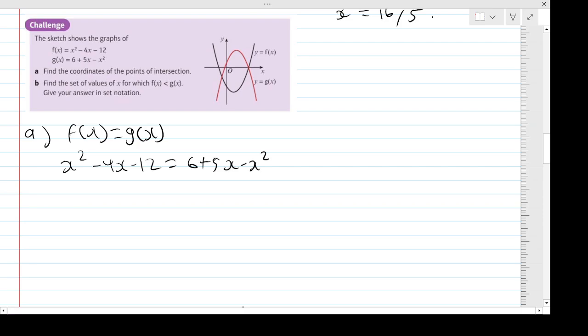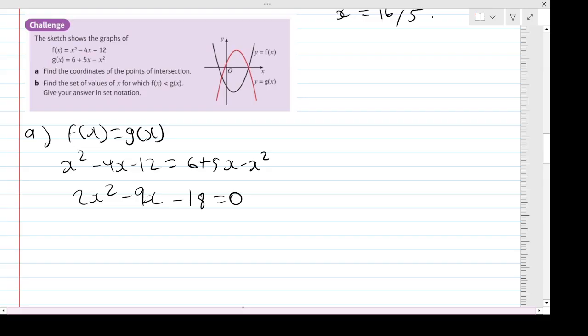Then we could just solve it. I'm going to move everything to the left. Move everything on the right to the left is what I meant to say. So x squared plus x squared is 2x squared. Then minus 4x and minus the 5x is minus 9x. Then minus 12 minus 6 would be minus 18, and that's going to equal 0. Then we can solve it.